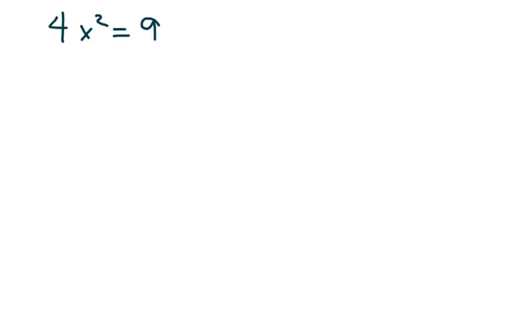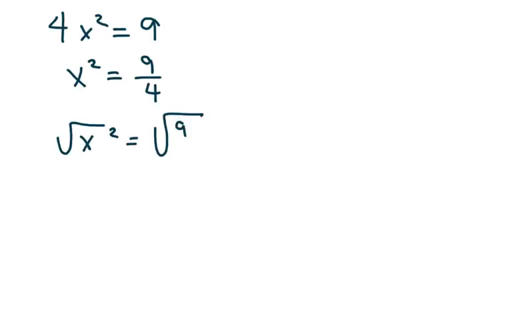We have this one, so we're going to divide both sides by 4. So we get 9 over 4. Now we're going to square root both sides. Don't forget to put the plus and minus. We know this is positive, so this 9/4 is positive. So we're going to have two solutions.